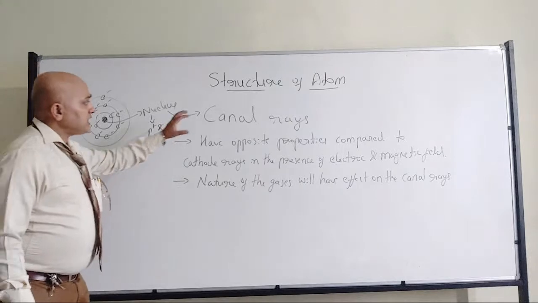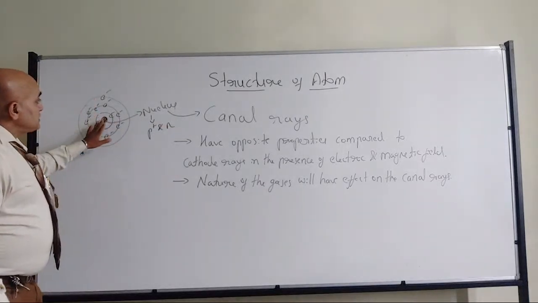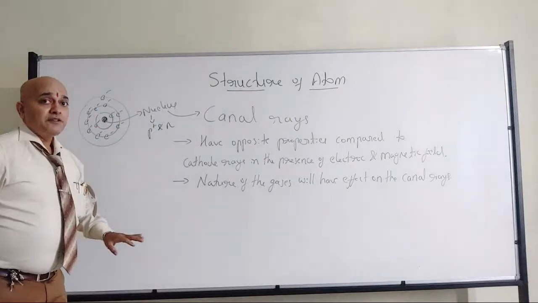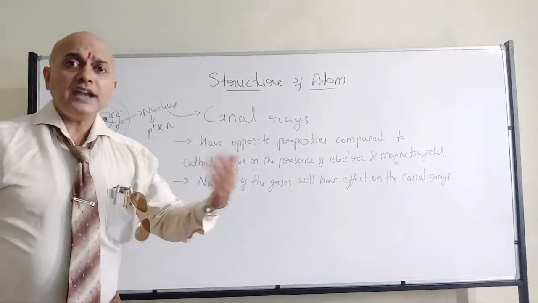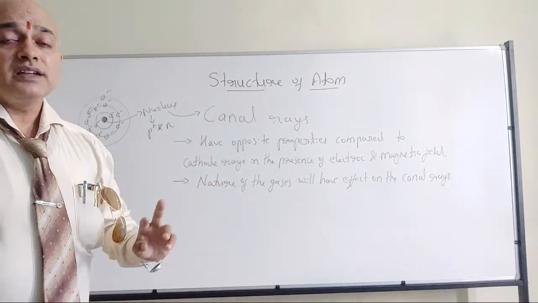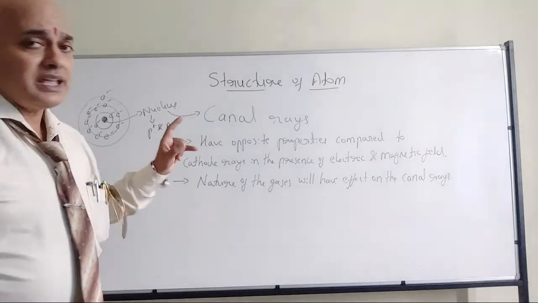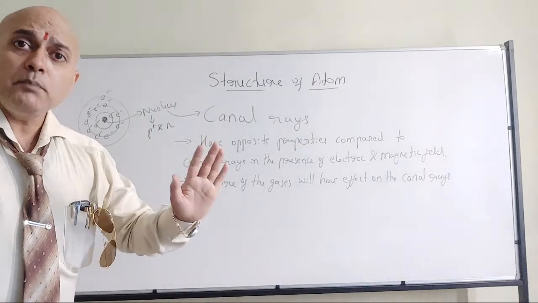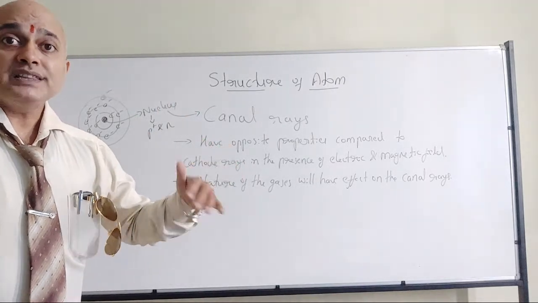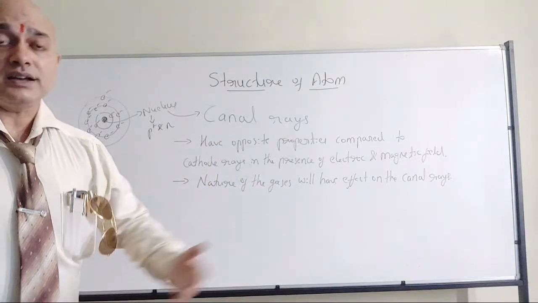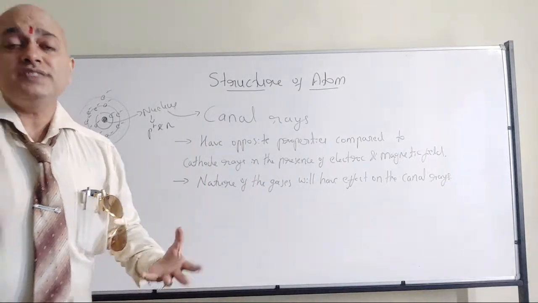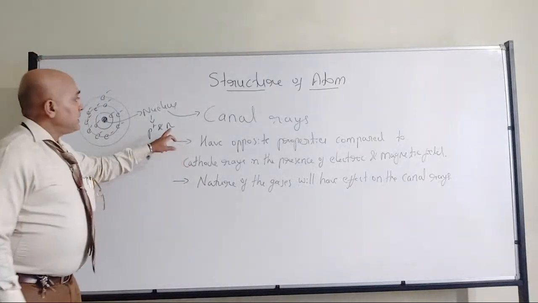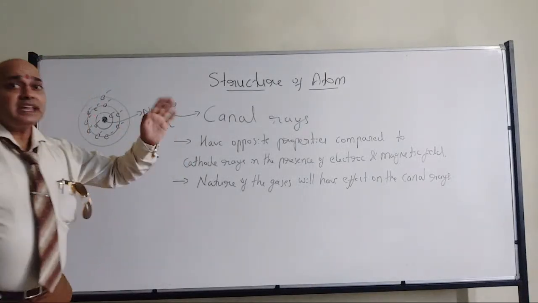Therefore, canal rays, since they originate from the nucleus, where the number of neutrons and protons will vary, will have the same amount of charge but a different pattern of mass depending on the nature of the gas, because the number of neutrons is variable.